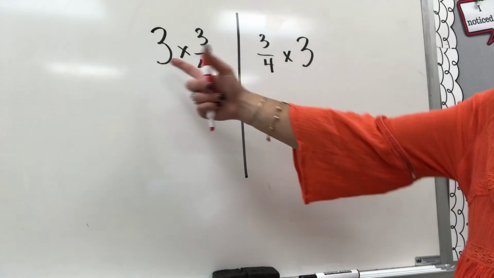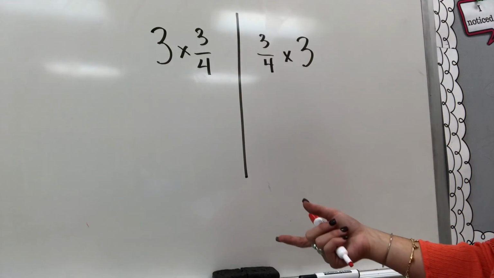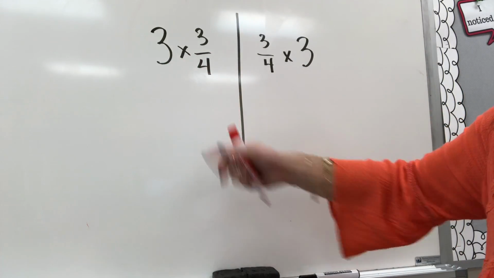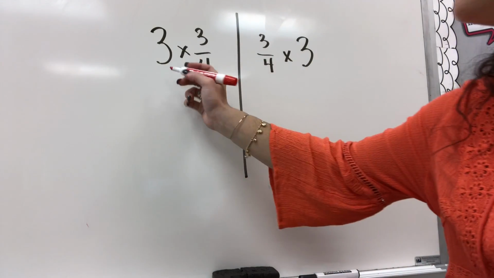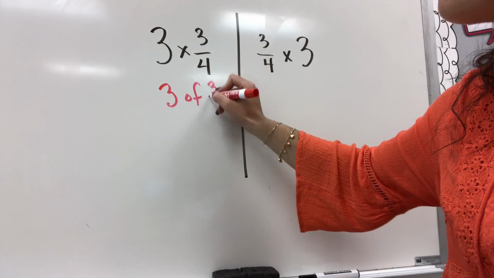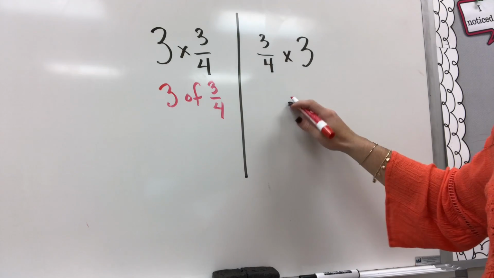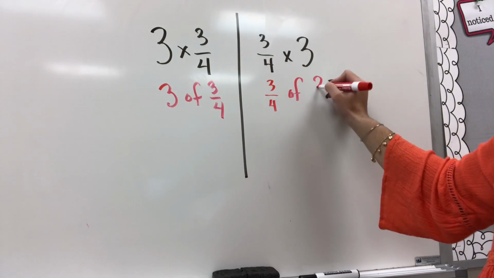And this is less important with whole number times fraction, but will become really important when using word problems and fraction times fraction. So the reason it's different is because what you're saying when multiplying is that you are taking 3 of 3/4. Here, you're saying that you're taking 3/4 of 3.